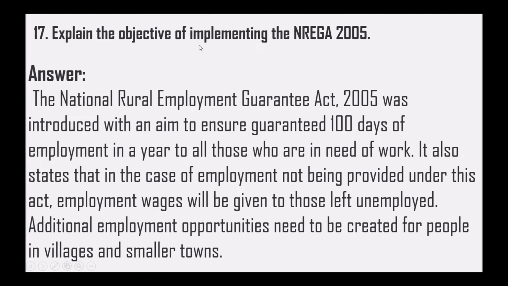Next, explain the objectives of implementing the National Rural Employment Guarantee Act 2005. The National Rural Employment Guarantee Act 2005 was introduced with an aim to ensure guaranteed 100 days of employment in a year to all those who are in need of work. It also states that in the case of employment not being provided under this act, unemployment wages will be given to those left unemployed. Additional employment opportunities need to be created for people in villages and smaller towns.